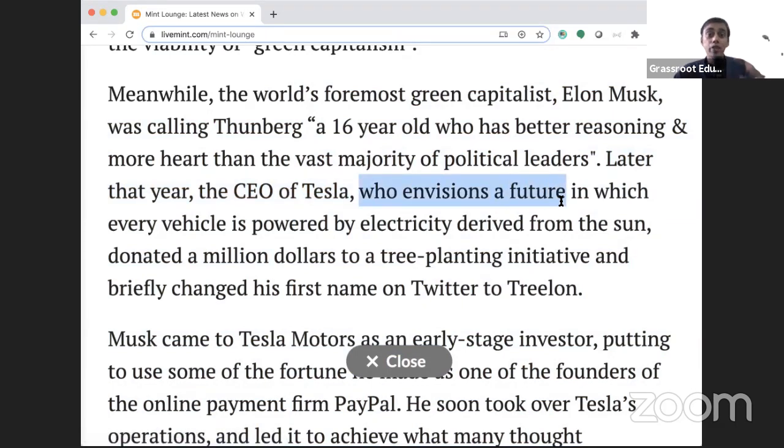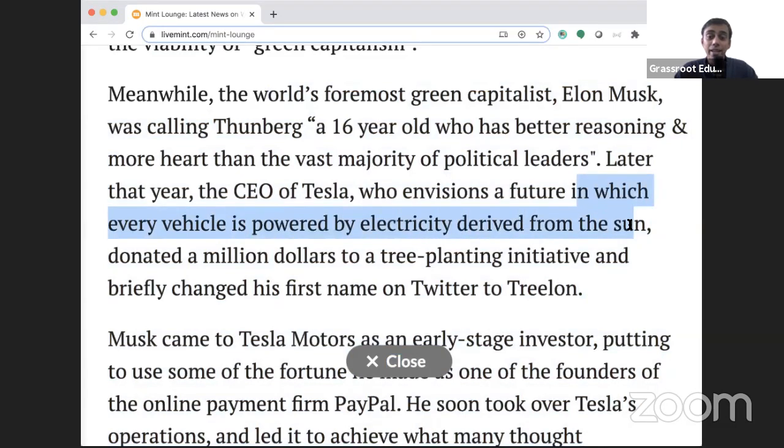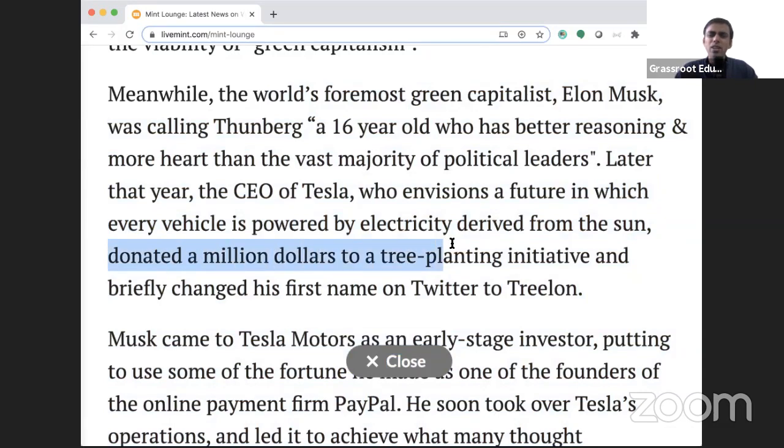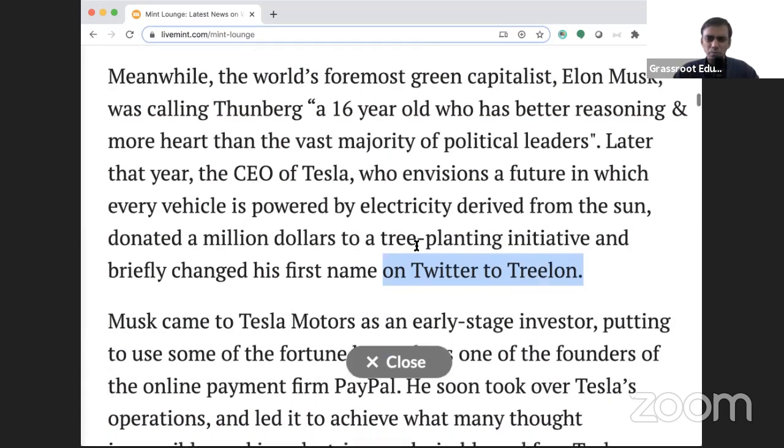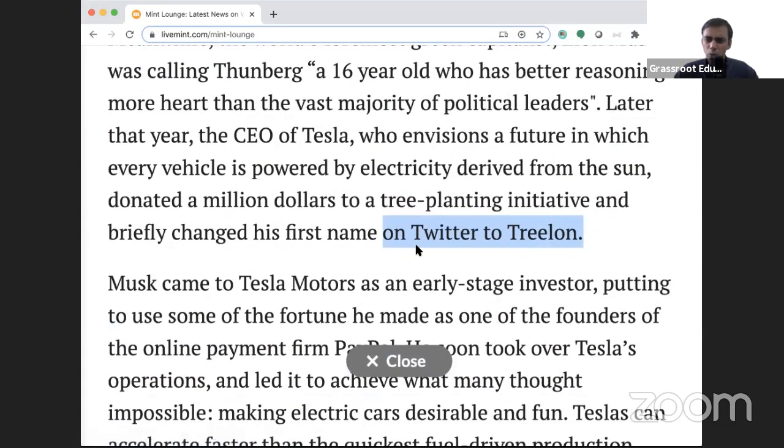Okay, all right. Later that year, the CEO of Tesla, which is Elon Musk, who envisions a future. What do you mean by envision? Envision means who has a vision, okay? Who has a vision of a future in which every vehicle is powered by electricity derived from the sun, okay? This person donated $1 million to a tree planting initiative, okay? And briefly changed his name on Twitter from Elon to Treelon, okay? So the author is saying that he's that erratic. All right. He wants to do something, he just does it. Okay. He's that kind of a person.